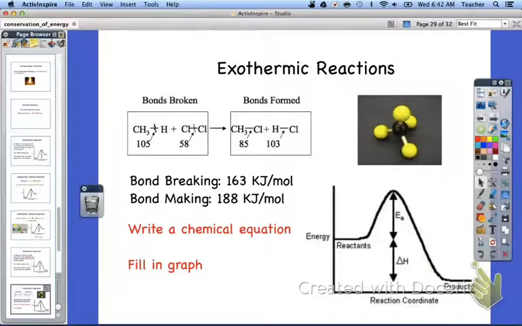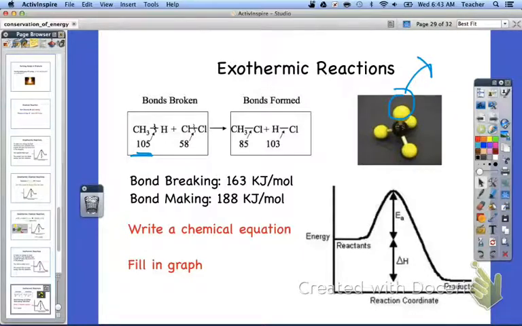Let's do an example of an exothermic reaction. Let's say we have two reactants, which are CH4, that's methane gas, and Cl2, which is two chlorine atoms combined together so that they all have a full outer shell. In order to break one of these bonds between the carbon and the hydrogen in the CH4, it requires 105 kilojoules of energy. That's to pull off one of those hydrogen atoms from that methane molecule.